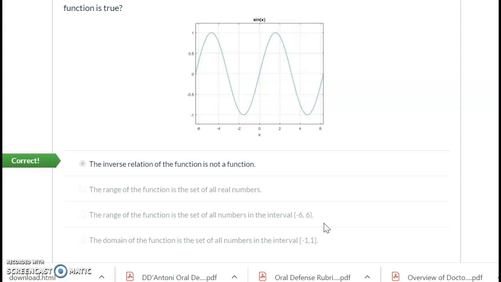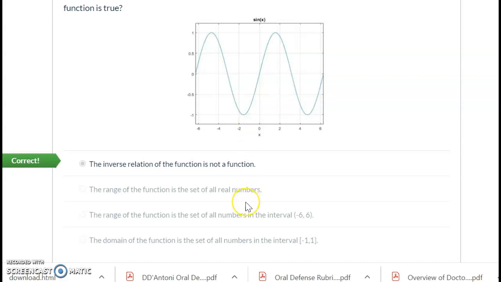The range of the function is a set of all real numbers. Well, remember the range is the y, because domain is the x. If you notice, this only goes up to 1, and it only goes down to -1. So that is not the set of all real numbers. The range is not the set of all real numbers.